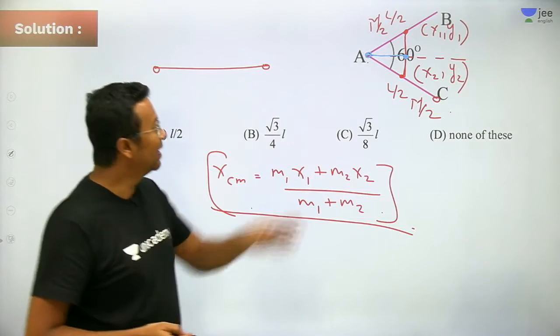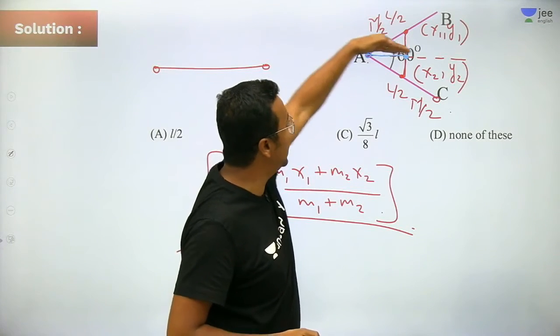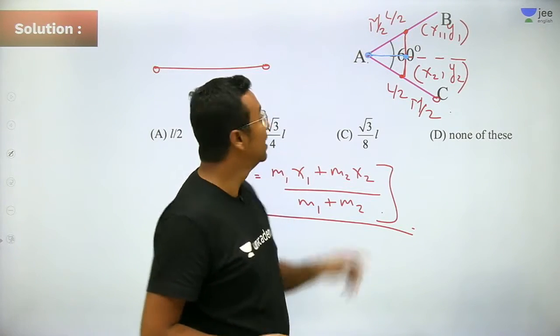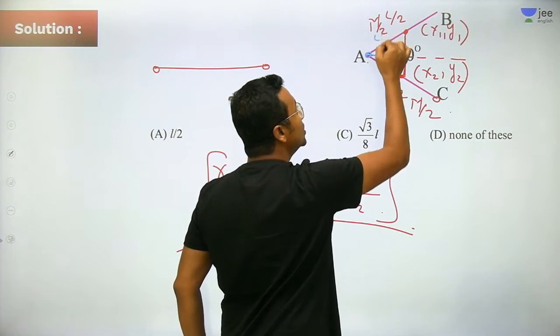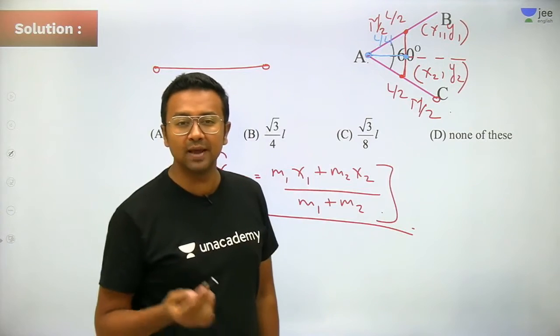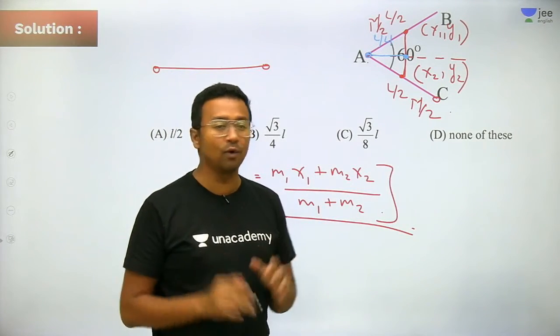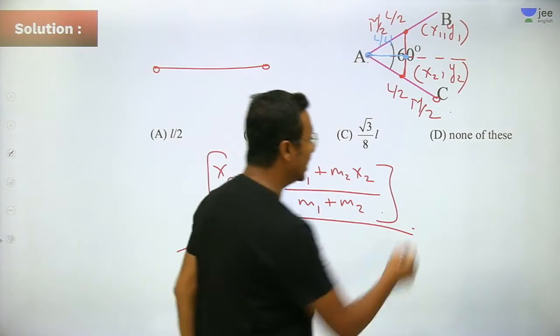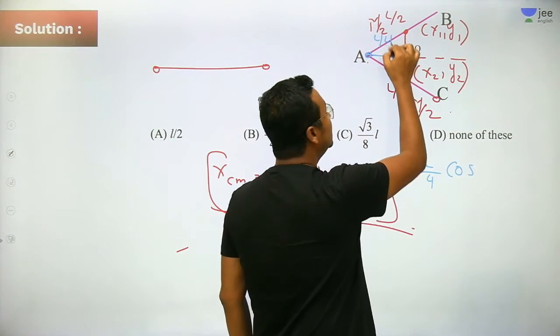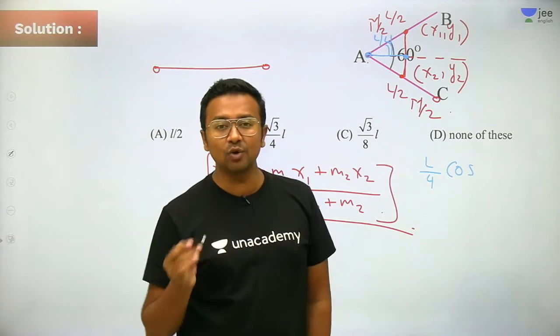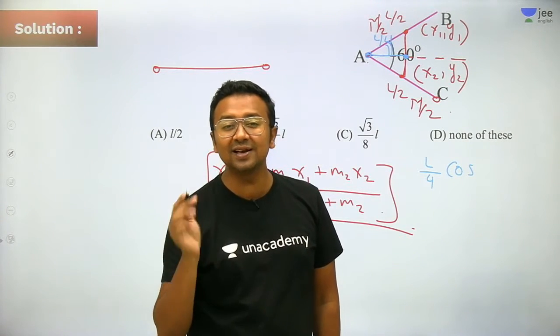Such a simple one. Now what is this distance from A to this point out here? If you look at it, this distance is half of L by 2, so this will be L by 4. So how much will be this distance? It will be L by 4 into cos. Now this angle will be equal to how much? It will be equal to 30 degrees.